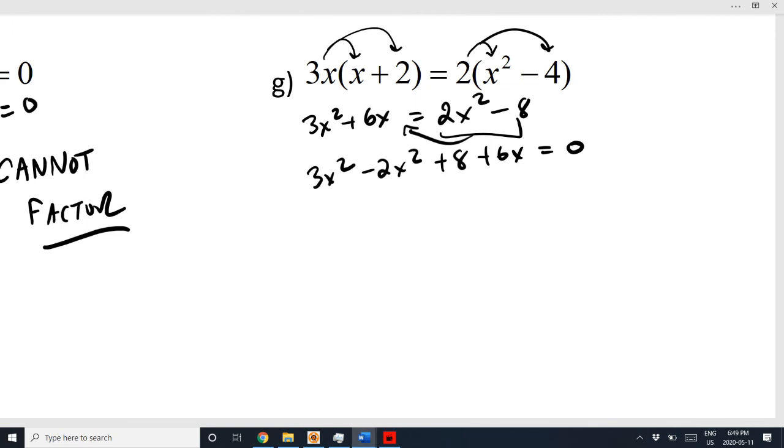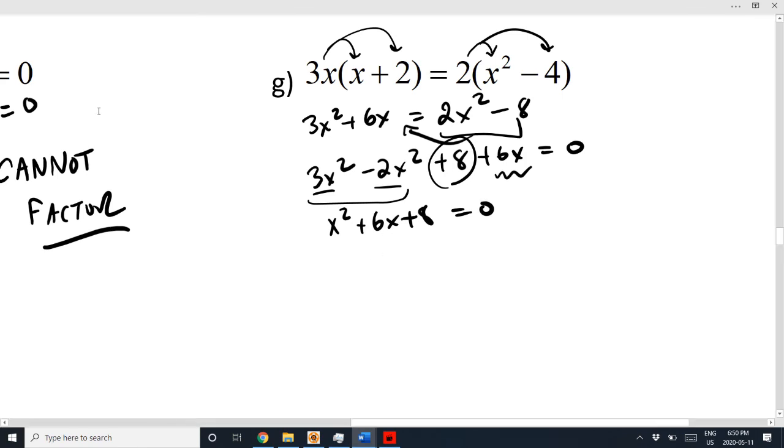And let's just collect like terms. We have 3x minus 2x, which is just x squared. Remember, do that technique where we label each of our terms. And so we have x squared. We just added these two together. We'll put it in order: 6x and then plus 8 is equal to 0. So when we simplify, we'll get something like this.